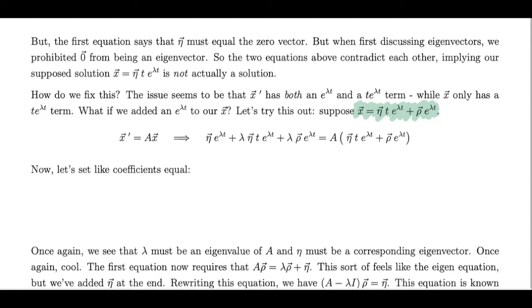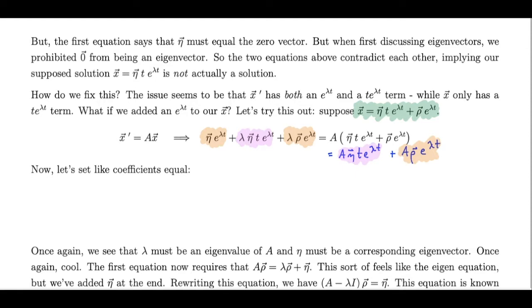I want to set like coefficients equal again. Before I do that, just to clean up this right-hand side a little bit, let me distribute the matrix A through to each of these vector function expressions. And now I once again notice that I've got t e to the lambda t terms on both sides, and I also have e to the lambda t terms on both sides.